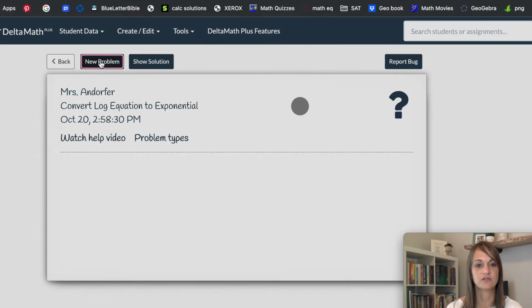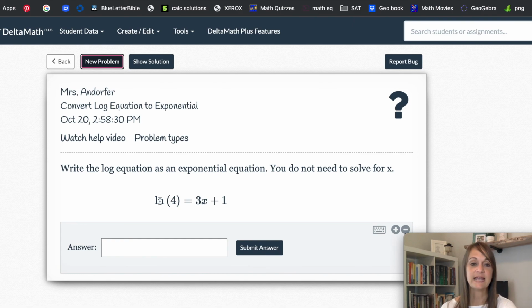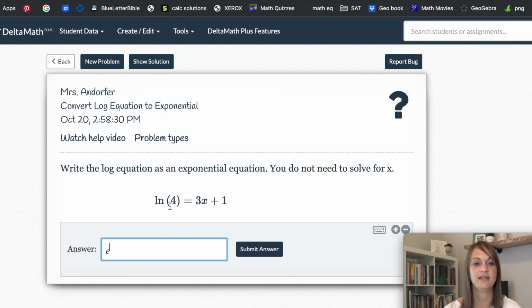Which worked. So let's do another one. This is a natural log. So to rewrite this, remember the base of a natural log is e. So this is e raised to the outside, which is 3x plus 1. And that should equal the inside number, which is 4.